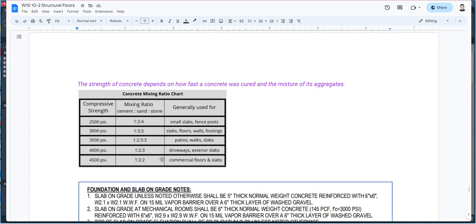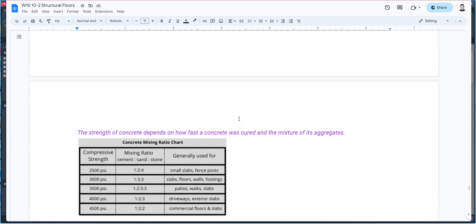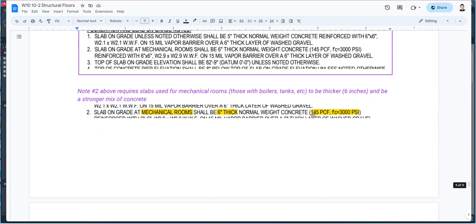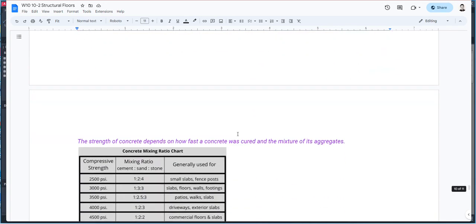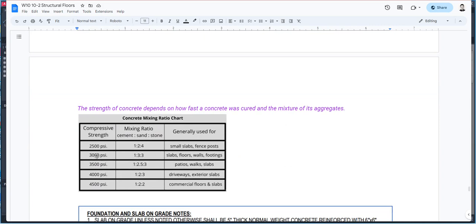The thickness of the concrete adds to the strength of the concrete, but also the mixture of the concrete. So you can see here it says it's normal weight concrete, but it is 145 PCF, 3000 PSI, and here's your PSI readings. Basically, when you're mixing cement, sand, and stone, you create concrete. And the ratio of one bag of cement to one bag of sand and how many bags of stone contributes to the strength of the concrete.